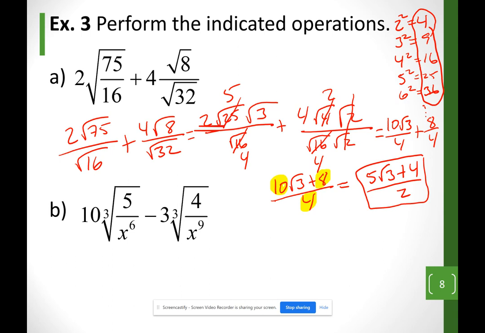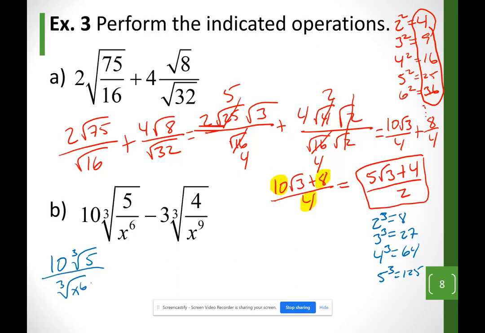Okay, now let's take a look at example B. I must know my perfect cubes. For us to not get confused, let me change it to a different color. I must know my perfect cubes. I know 2 to the third is 8. 3 to the third is 27. 4 to the third is 64. 5 to the third is 125. I don't have big numbers, so I'm just not going to have a big list. I'm just going to stop that. So I'm just going to go as 10 cube root of 5 over cube root of x to the 6 minus 3 cube root of 4 over cube root of x to the 9th.